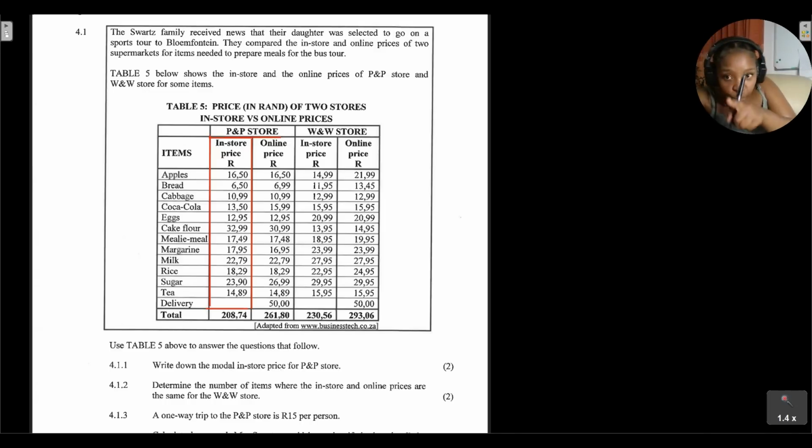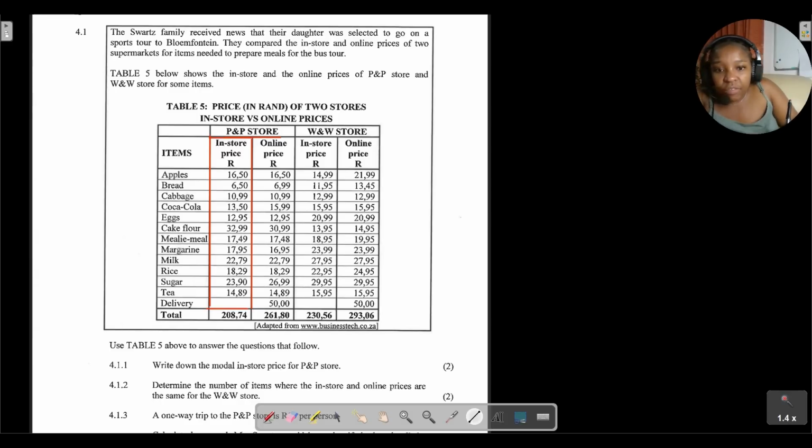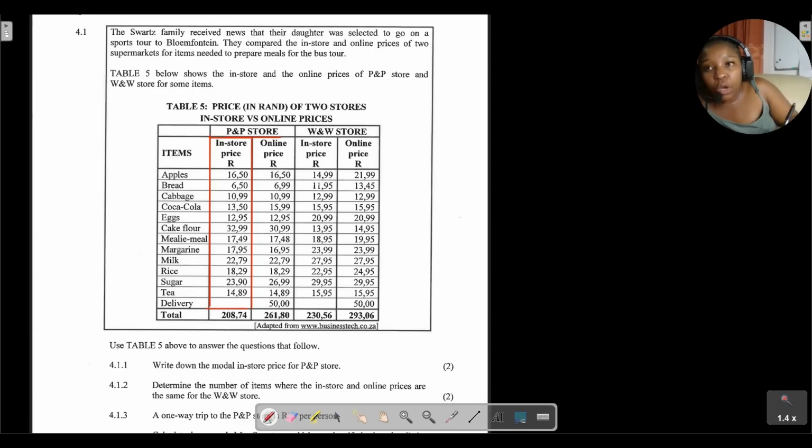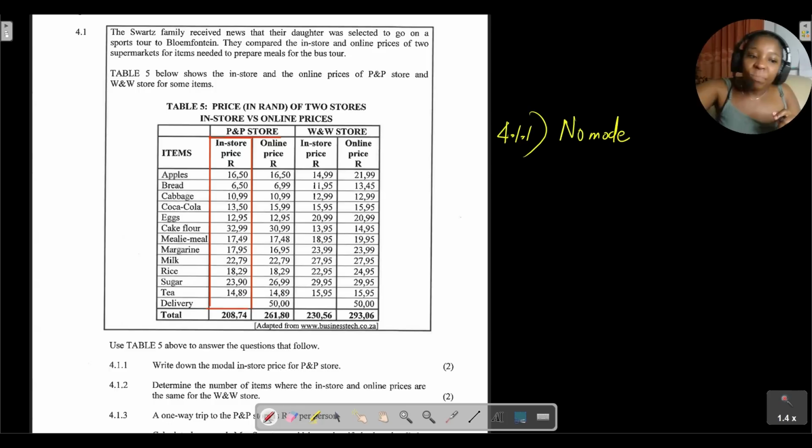So if you go through all these values, you'll see that there is no amount that appears more than once. If we just go down this column, there is no price that appears more than once. So what can we conclude? We can conclude that there is no mode.